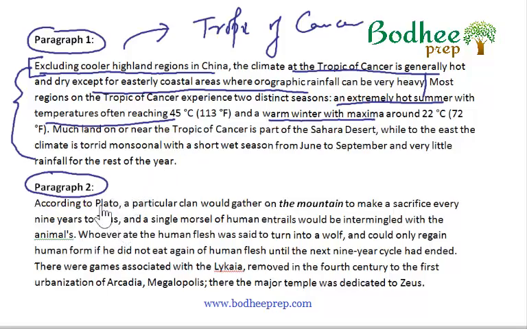Let's come to paragraph 2. According to Plato, a particular clan would gather on the mountain to make a sacrifice every 9 years to Zeus, and a single morsel of human entrails would be intermingled with the animals'.